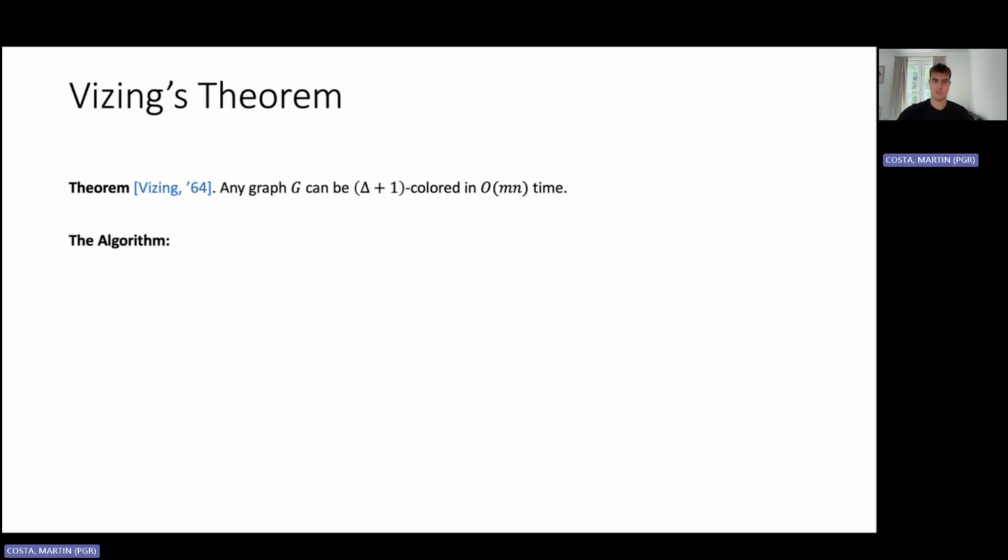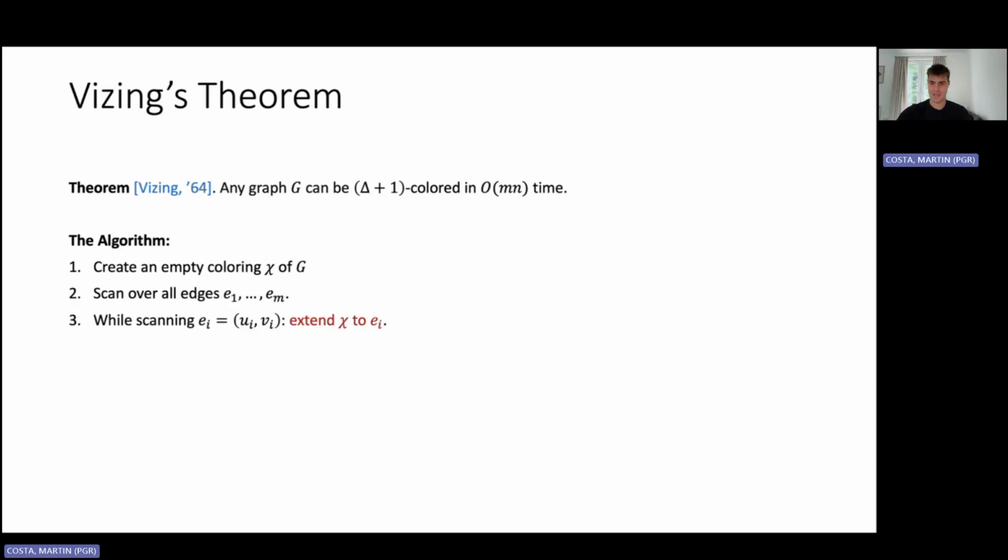So Vizing's algorithm works as follows. You start off by creating an empty coloring of the graph, and then you scan over all of the edges in this graph in a completely arbitrary order. And while scanning the edge e_i, you extend the coloring of the graph to this edge e_i, okay, which is currently uncolored when you start this ith iteration.